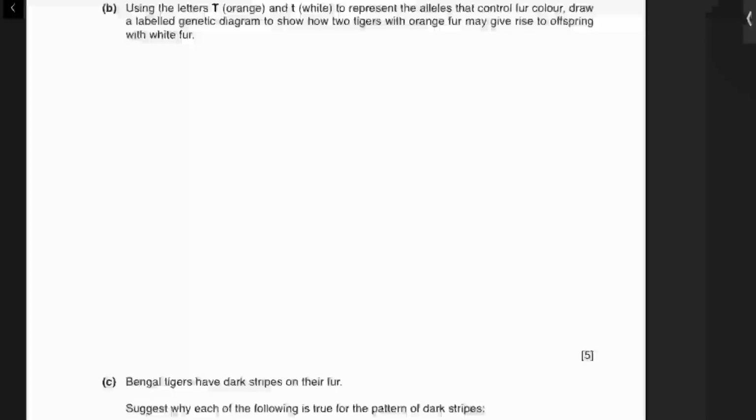So basically, the experiment of acupuncture uses the same... They're asking why white fur. How can orange parents produce white fur tigers? Yeah, so that is up to you to decide. I'm not going to tell. Practice.